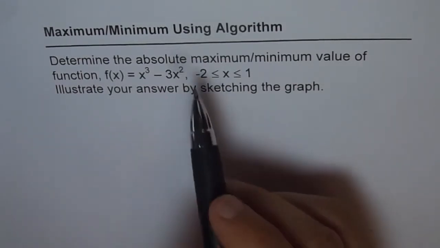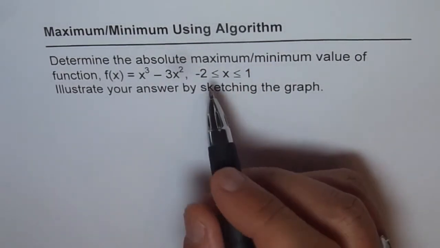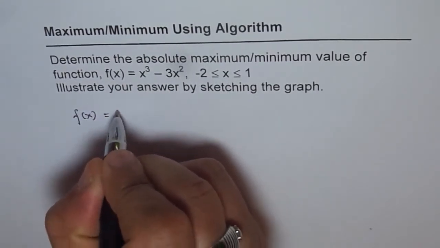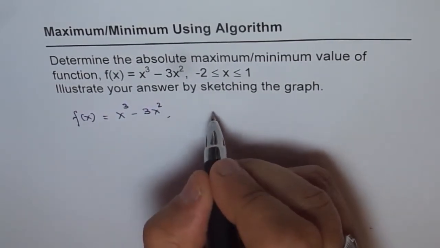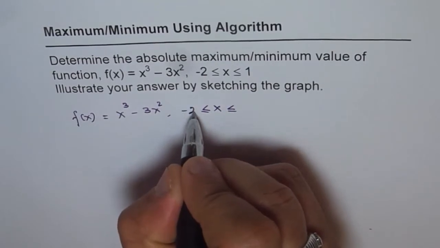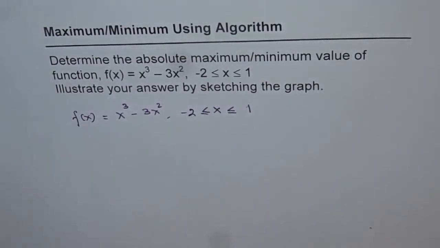First thing, what is this algorithm? And then, where can it be applied? So we have an example here. Let me write down the example first, which is f of x equals x cubed minus 3x squared. And here, the constraint is that x is between minus 2 and 1, both included. So it's a closed interval.